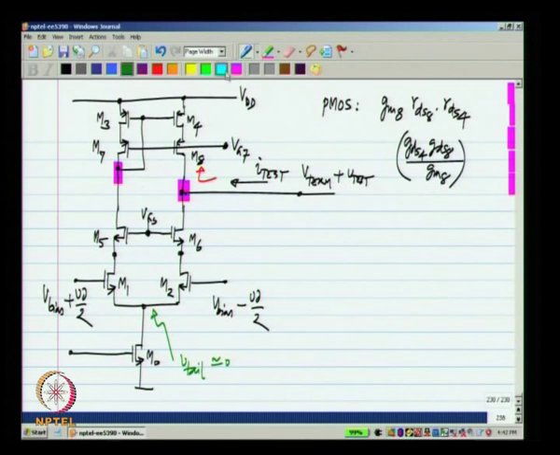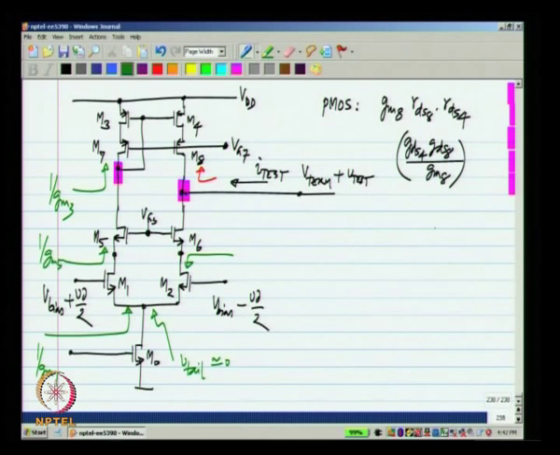First of all, looking from the source of M5, the drain of M5 is terminated by a low resistance. You can easily verify that the incremental resistance of this combination, because of this feedback connection around M3, will be 1 over GM3, and the incremental resistance looking into the source of M5 will be 1 over GM5. The incremental resistance looking into the source of M1 will be 1 over GM1.